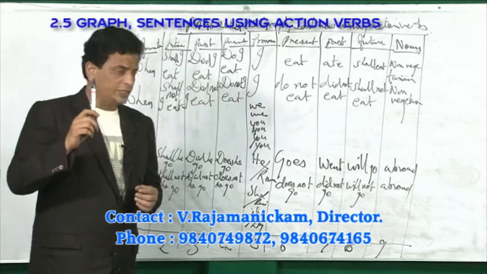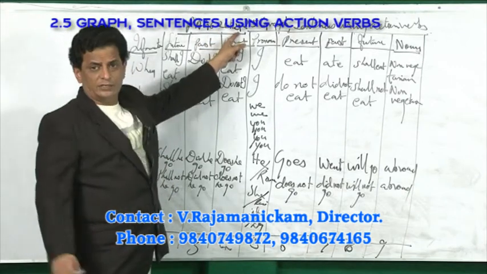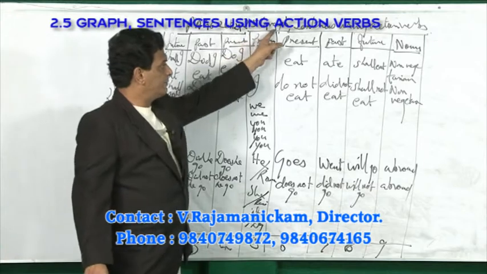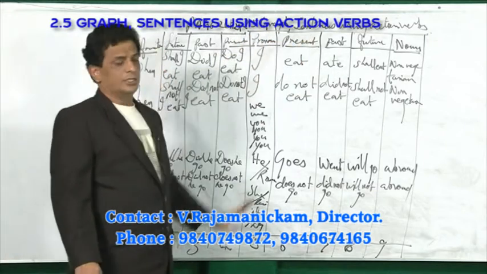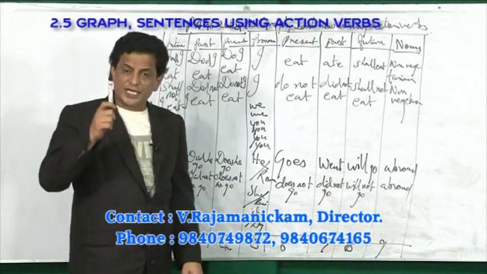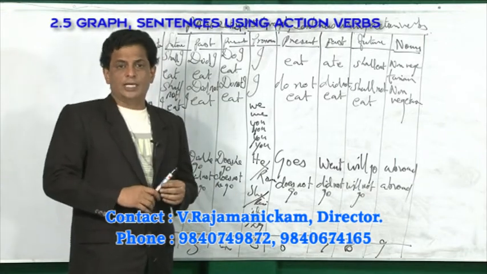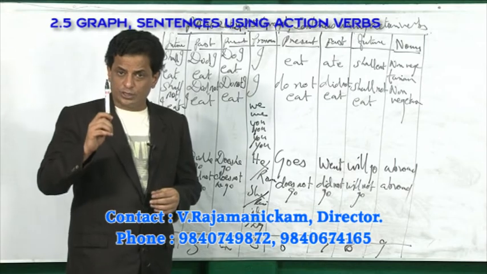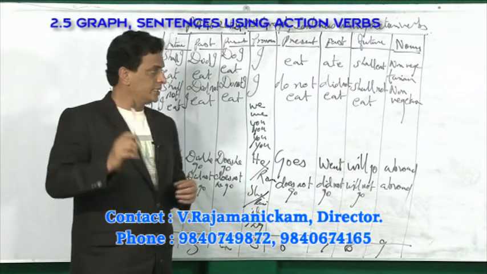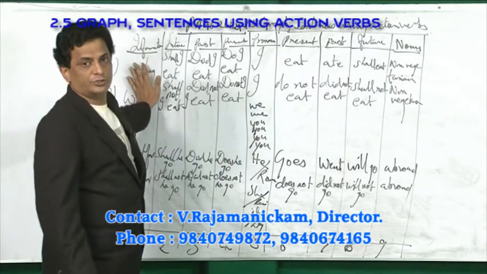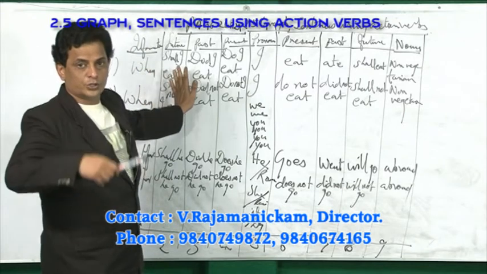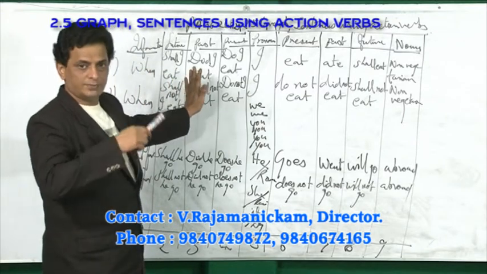Dear students, take page number 26 to 29 in your grammar book. It is the graph on sentences using action verbs, 2.5 graph. If you are a starter who wants to learn English and you want to be very sure that your grammatical part is correct, this is the most important graph which you should read. You should concentrate on this and understand the steps, how you form sentences.